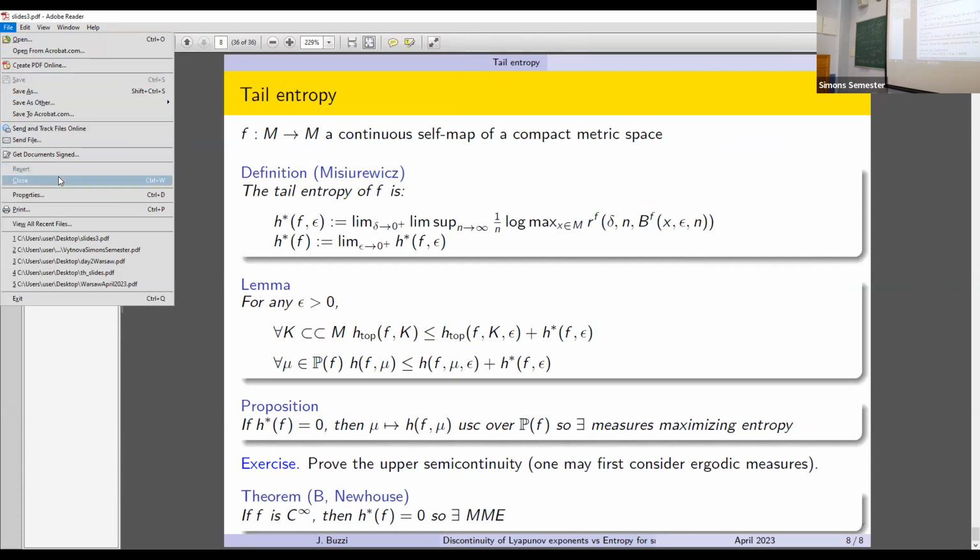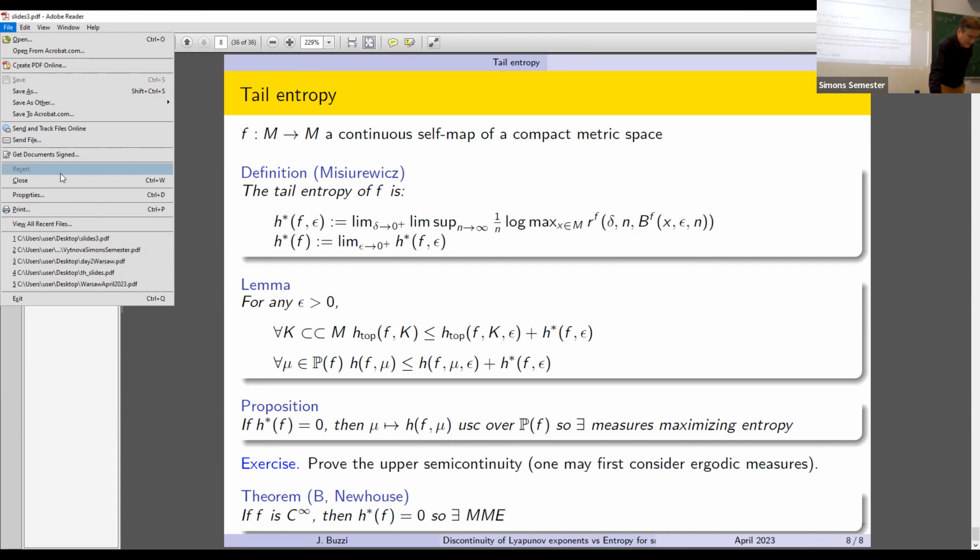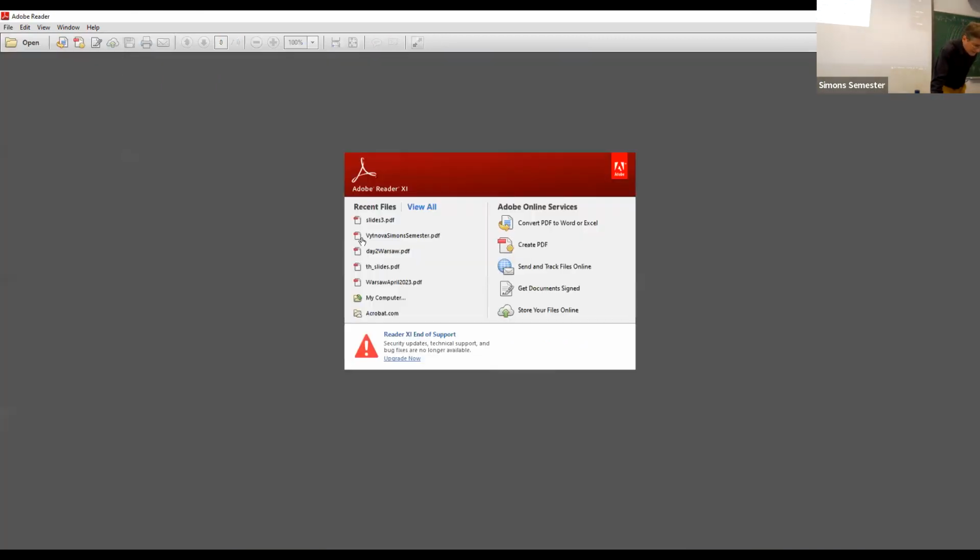Sorry, what is the point of seeing the equalities in the Newhouse theorem? What is the point of seeing the equalities? So that you may wonder, when is it the case that the tail entropy is zero? This theorem tells you that a sufficient condition is for the map to be C-infinity. If the map is C-infinity, you don't need to know anything more about its dynamics. The tail entropy allows you wiggling to make entropy. If you have C^r, then this wiggling gives you entropy over r or something. It is easy.